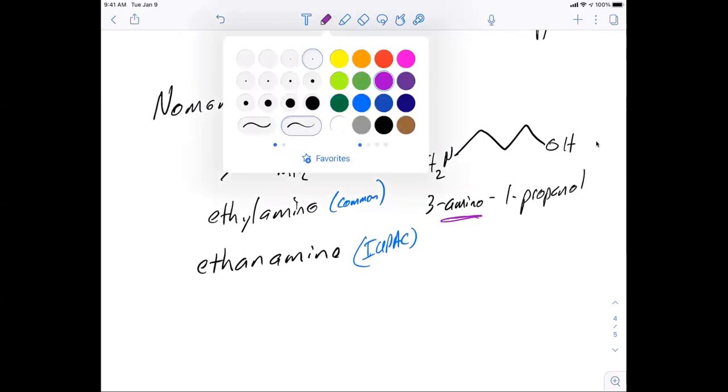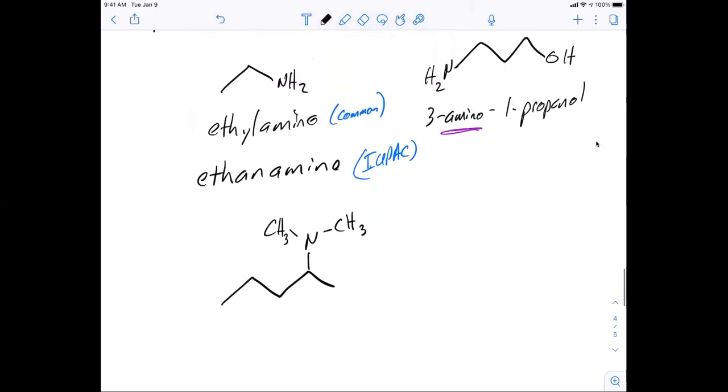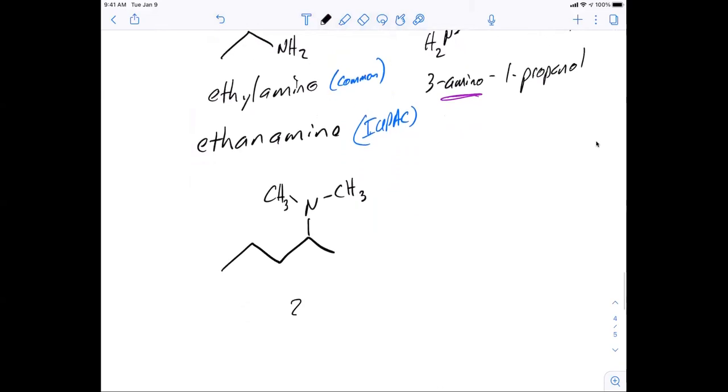So pretty straightforward. The other thing to remember on amines, and we've seen this in a couple of places before, but to bring it back to your attention, if I have a secondary or tertiary or even quaternary amine, I need to say what's attached to the amine. So in this case, this is going to be 2-pentanamine, right? So that's that. But then I have the 2 methyls, and that becomes N,N-dimethyl.